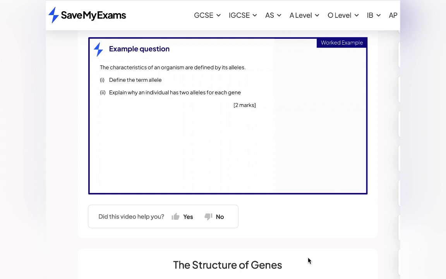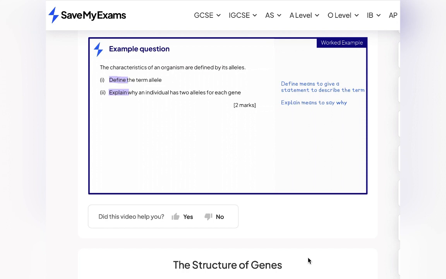Let's look at another example of an exam question on this topic. This question has two parts. Firstly, you are asked to define the term allele. This means to describe what that term means. Secondly, you need to explain why an individual has two alleles for each gene. This means to give a reason why there are two alleles for each gene.